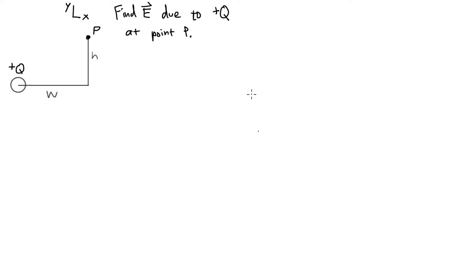Okay, so this is Dr. Smith. As promised, I have an example problem here to show you how to deal with electric fields pointing in different directions and the vector nature of them. So we've got this charge positive Q that's over here, and over here we have point P, and I want to find the electric field due to the positive Q at point P.